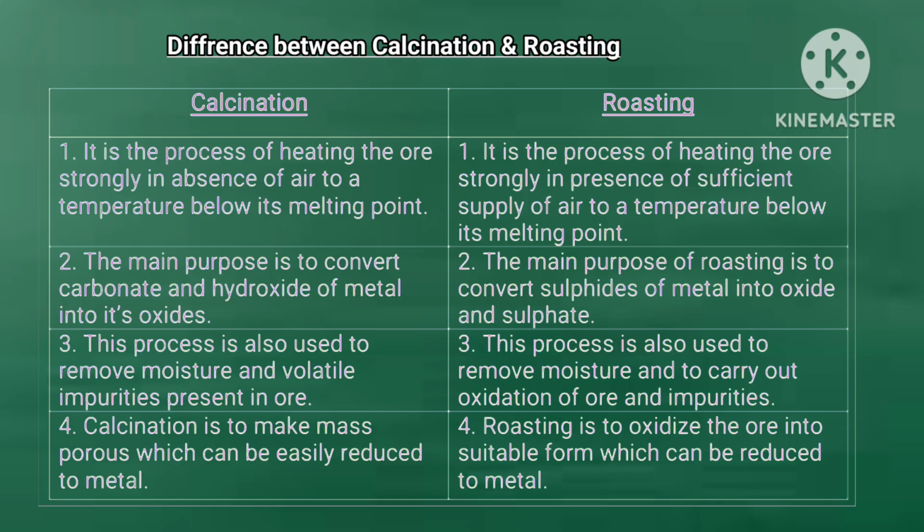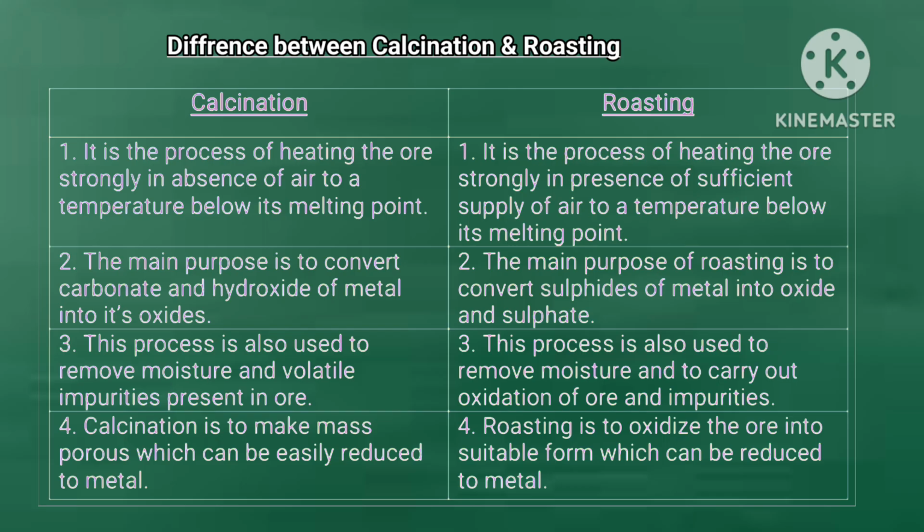In the case of the roasting process, this method is used to remove moisture and it can also carry out oxidation of the ore and impurities. So here too we remove moisture, but it also carries out the oxidation of ore and impurities. This is the main difference in the third point between the calcination and roasting processes.